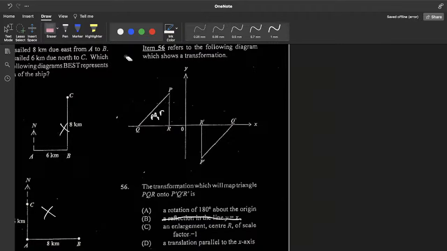So this here is not a reflection, it's a rotation. So if we were to rotate this about this origin here, we would end up getting the image. Okay, so I'm looking at this now, and our enlargement may actually be able to work as well. So the rotation of 180 degrees would be the answer for this.